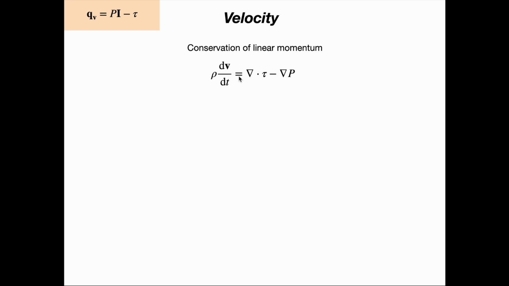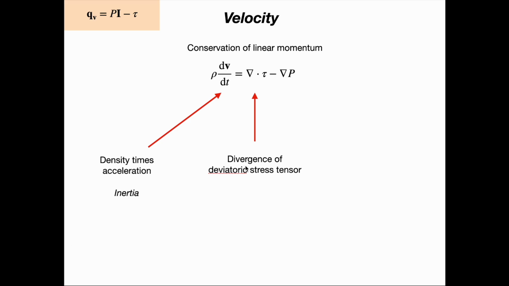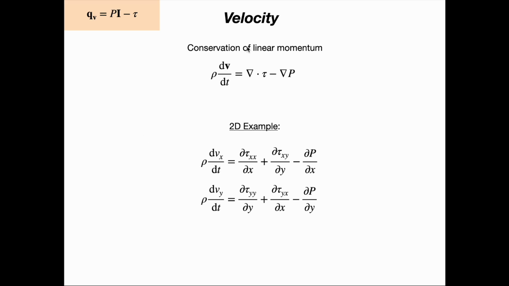Or we can now expand it a bit. It would be divergence of tau minus gradient P. Now we are done. We have density times acceleration on that side. So this will allow us to predict the future value of velocity. That's basically the inertial term. Now we have the divergence of the deviatoric stress tensor on the right hand side and the gradient of the pressure with the negative sign. So again, I have to insist that v is a vector, tau is a tensor here.